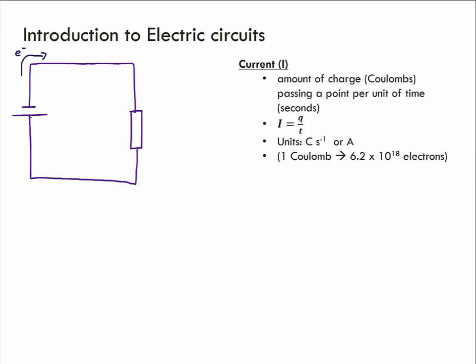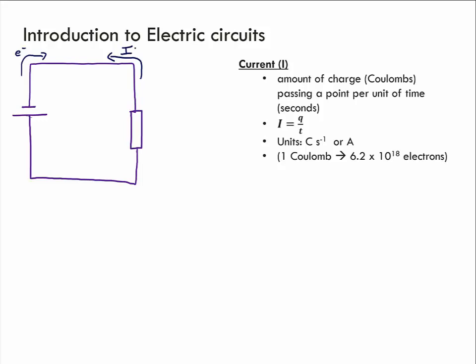Now, and I'm really sorry about this, I apologize in advance. It's a strange accident of history that the direction of what we call current, which is the number of charges passing a point per second, is actually defined as the opposite direction to electron flow. So I can put in the direction of current flowing that way.